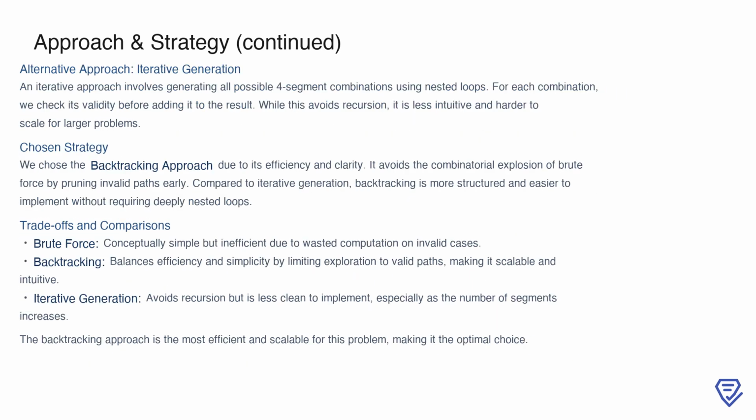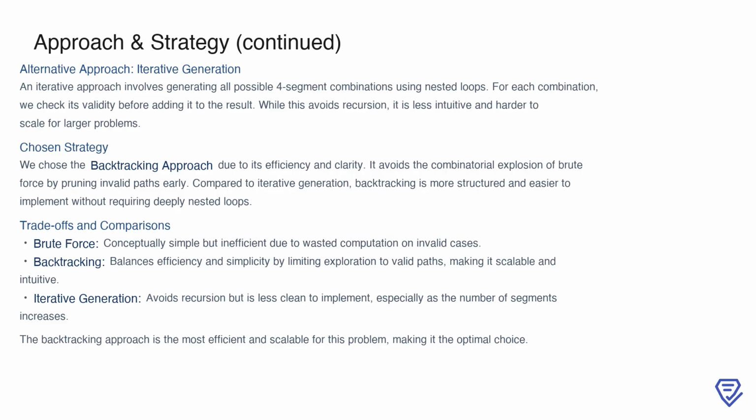An alternative method to solve this problem is iterative generation. This involves using nested loops to generate all possible 4-segment combinations. For each combination, we check its validity before adding it to the result. While this avoids recursion, it introduces deeply nested loops, making the implementation less intuitive and harder to scale for larger problems. Given the options, we chose the backtracking approach as our strategy. This method is both efficient and clear, avoiding the combinatorial explosion of brute force by pruning invalid paths early.